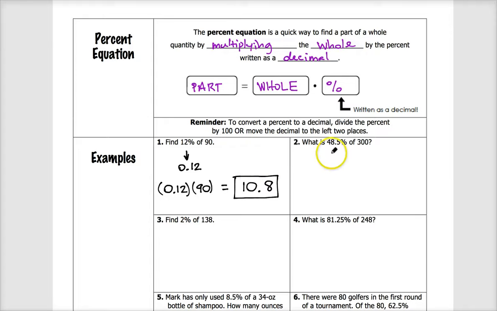Number two, what is 48.5% of 300? Well, 48.5% as a decimal, if I move the decimal point two places to the left, is 0.485. So this problem is going to be 0.485 times my whole 300, and 0.485 times 300 is 145.5.